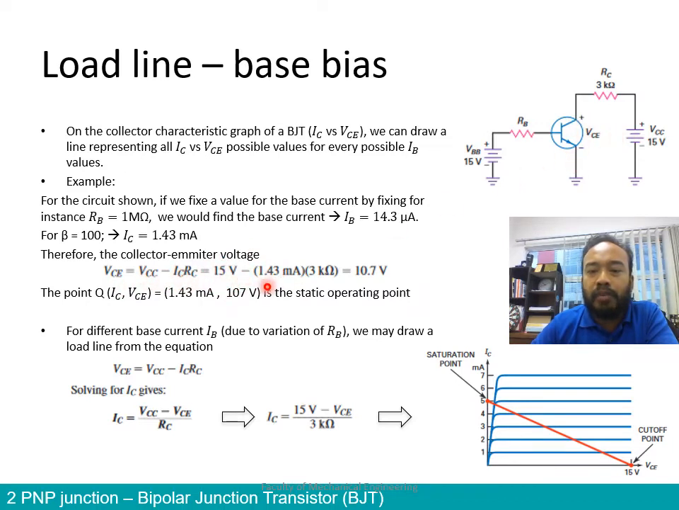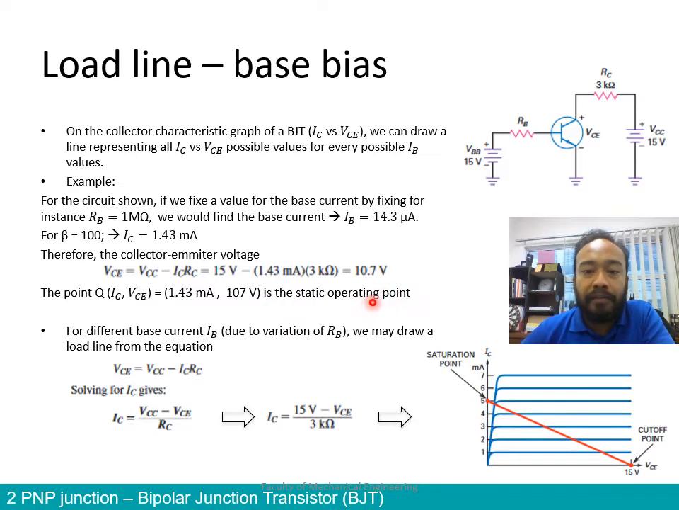So it is 15 volt minus, so IC that has been calculated previously here equals to 1.43 milliamps multiplied by the resistor RC 3 kilo ohm. So we get the output voltage of VCE equals to 10.7 volts. Okay, so the pair of VCE and IC over here, 1.43 milliamps and 10.7 volts. So the pair we call it point Q. The operating point Q, IC VCE of 1.43 milliamps and 10.7 here. I'm sorry, here it's not 107, it's 10.7 volt. Is what we call as the static operating point Q.